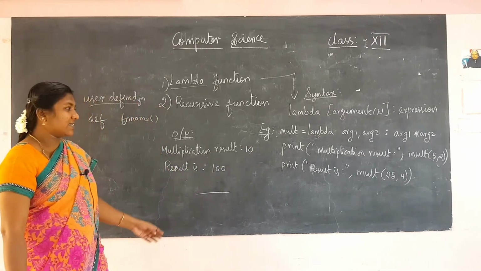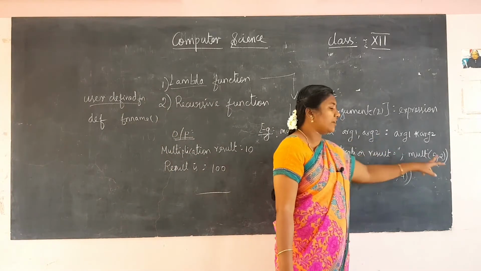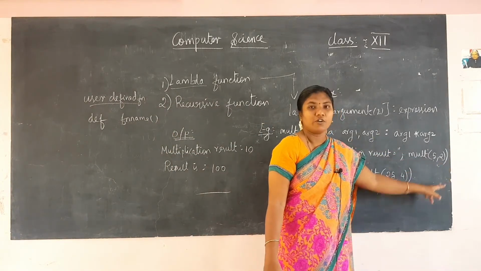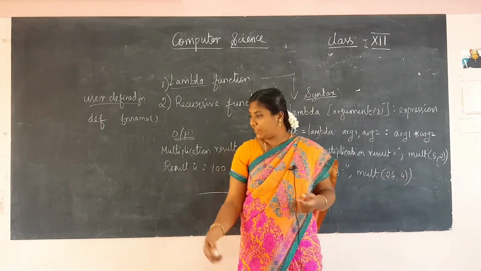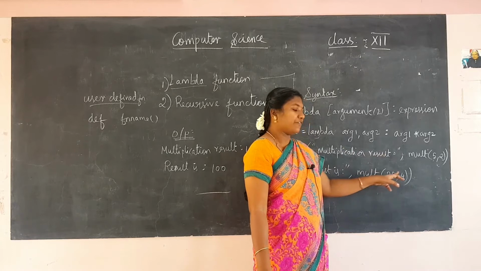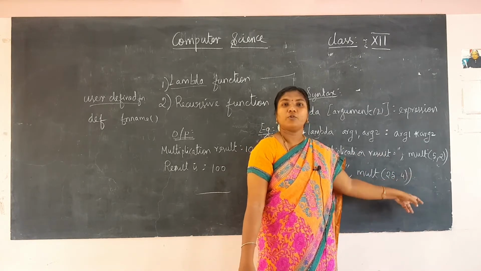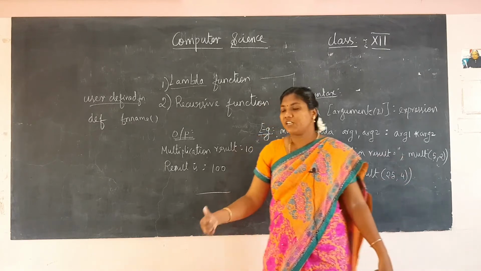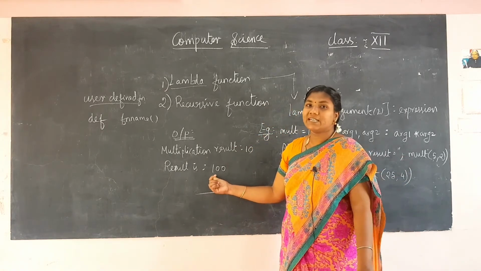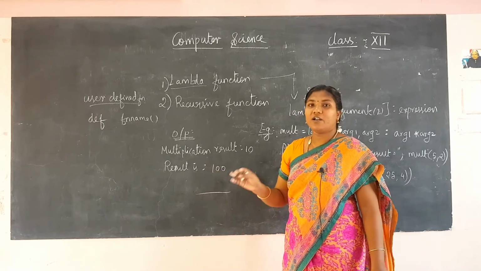Okay, so first, for argument 1, 5 is taken, and for argument 2 the value 2 is taken. So it will multiply those two and give the value 10. In the second one I have given 25 comma 4, so argument 1 takes the value 25 and argument 2 takes the value 4. So that is multiplied, and I have got the result as 100. Okay, clear? So this is the lambda function or anonymous function.